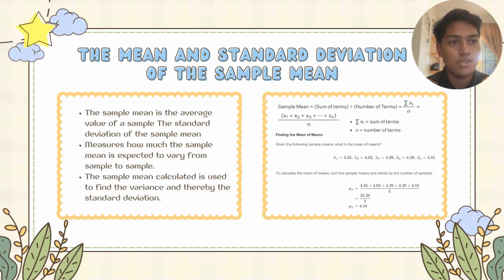We have an example of finding the mean of the means. We have five terms: 4.35, 4.62, 4.29, 4.39, and 4.55. We add them all up and divide by the number of terms, which is 5. So we get 22.20 divided by 5, and then we get 4.44.